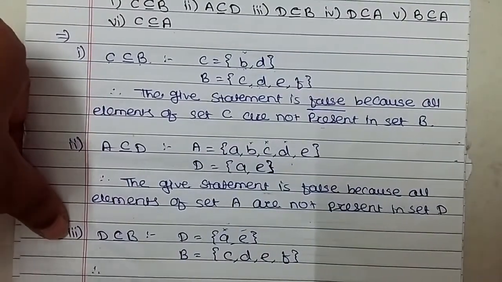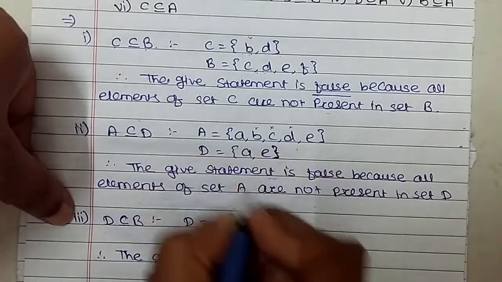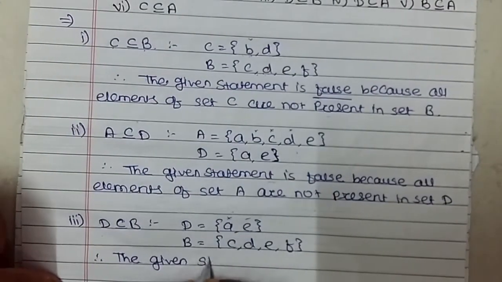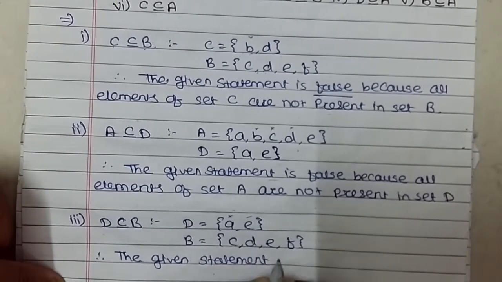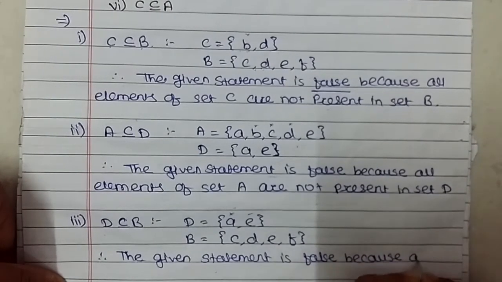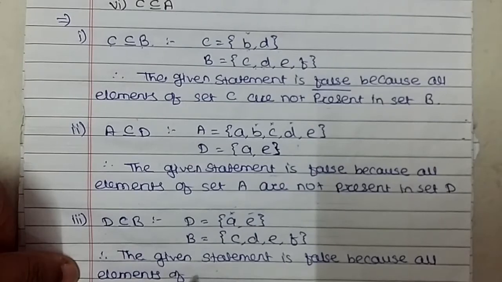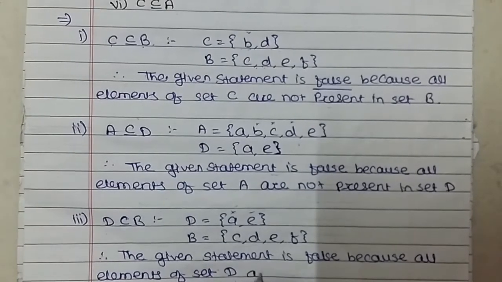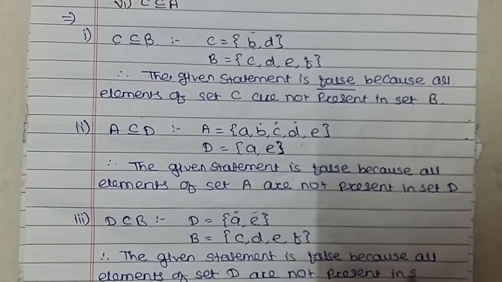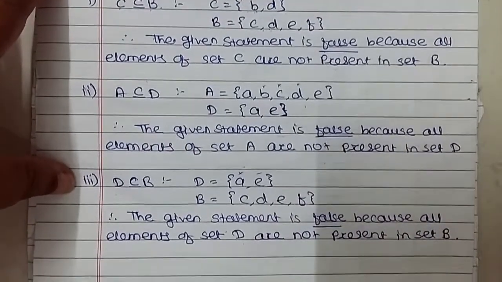Therefore the given statement is false because all elements of set D are not present in set B. Okay, so this statement is also a false statement. Clear?